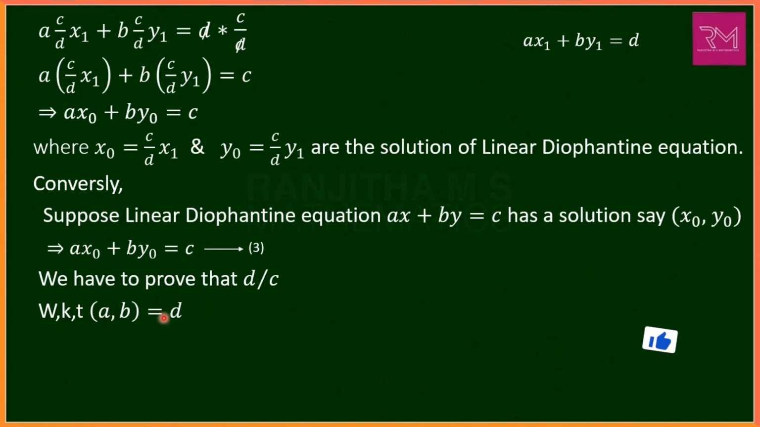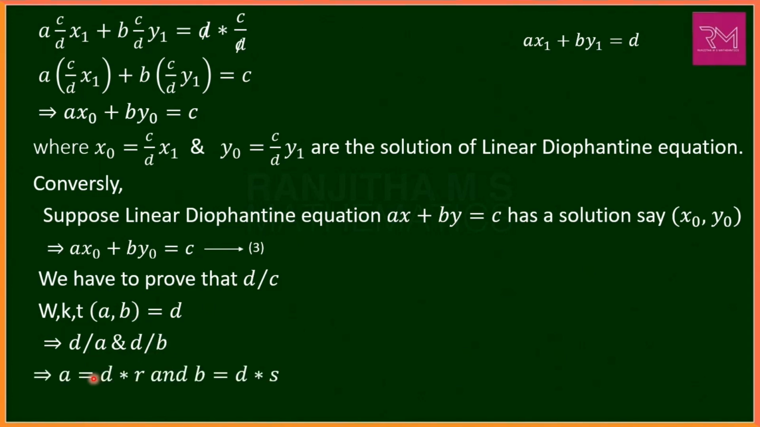Here GCD of a comma b is equal to d, or we can take this as d divides a and d divides b. This is because of the definition of GCD. GCD of a comma b equal to d implies that d divides a and d divides b. By the divisibility condition, we can take it as a is equal to d into r and b is equal to d into s, where r and s are integers.